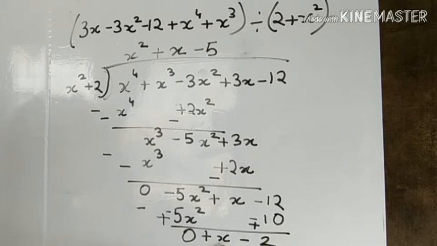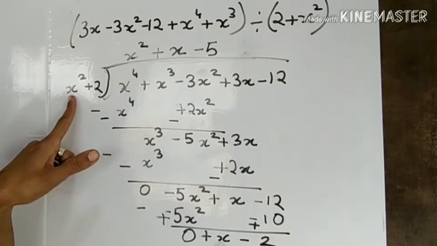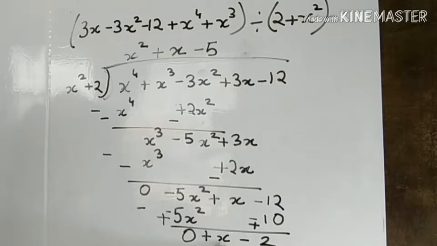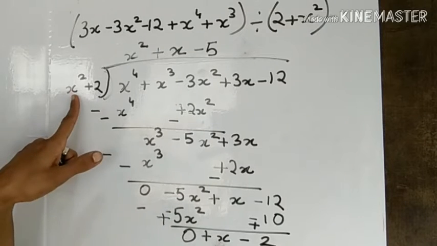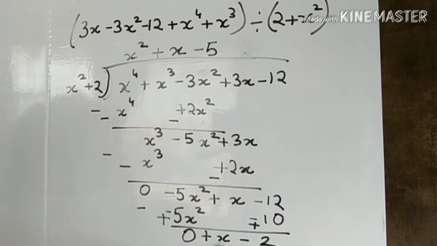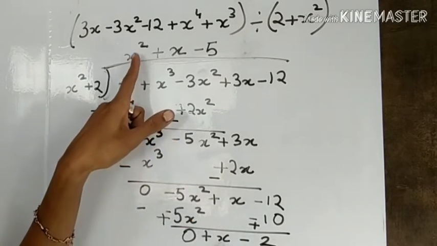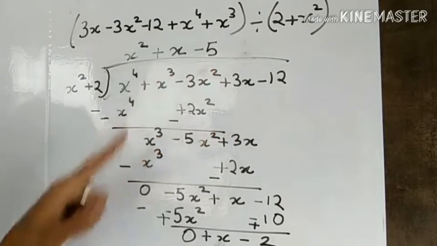Now you have here x, that's the term with the highest degree, and you have in your divisor x squared. Since the index of my remainder is less than the index of the divisor, we need to stop here. So your remainder is x minus 2 and your quotient is x squared plus x minus 5.